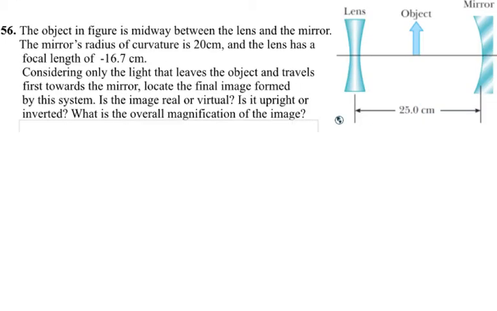In this question, they say the object in the figure is midway between the lens and the mirror. The mirror's radius of curvature is 20 centimeters. I'm going to underline it so it's going to be easier to find later.